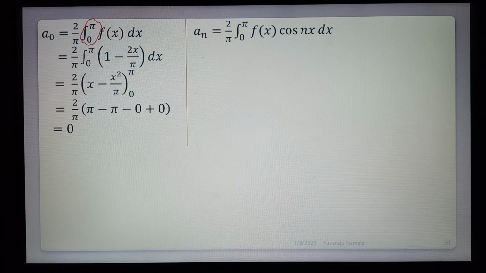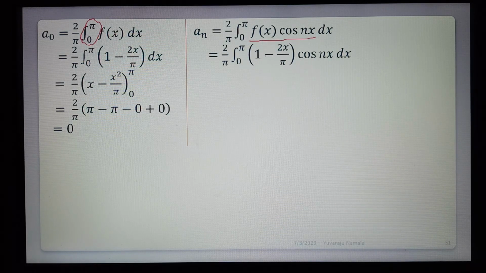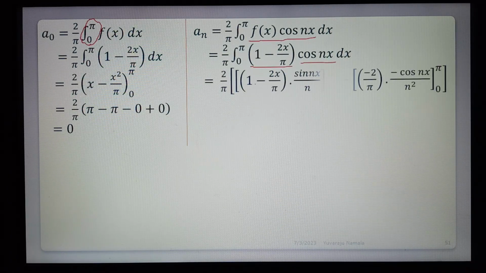Next, an is equal to 2 by 5 integration 0 to 5 f of x into cos nx. In the interval 0 to 5, f of x is equal to 1 minus 2x by 5. So this is u, this is v. By parts method, 2 by 5 into u, 1 minus 2x by 5, into integration of cos nx, sin nx by n, 0 to 5, minus derivative of u, minus 2 by 5. So this is a constant, cos nx, 2 times integration, minus cos nx by n square from 0 to 5.